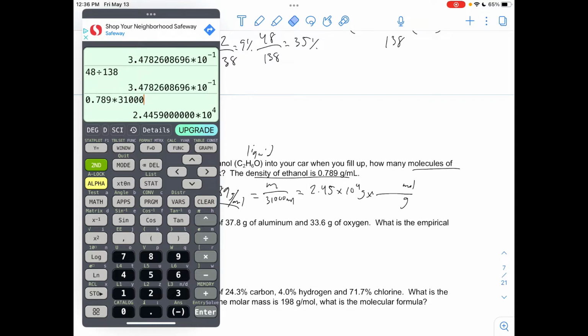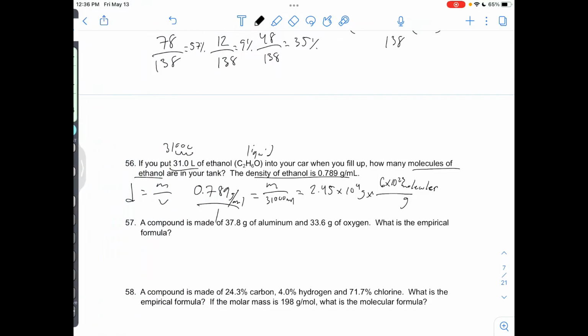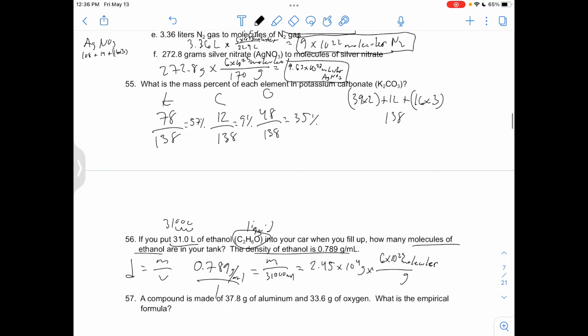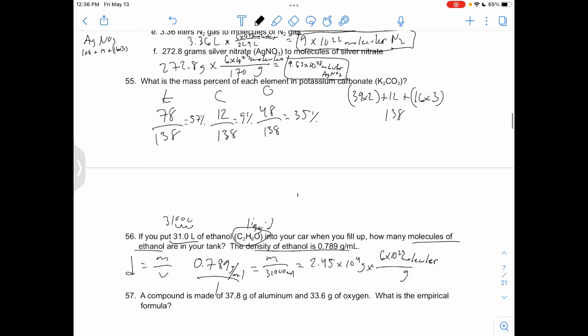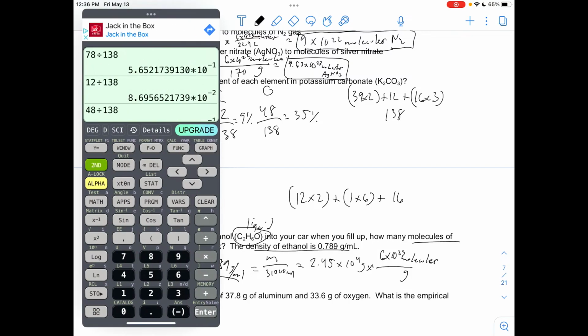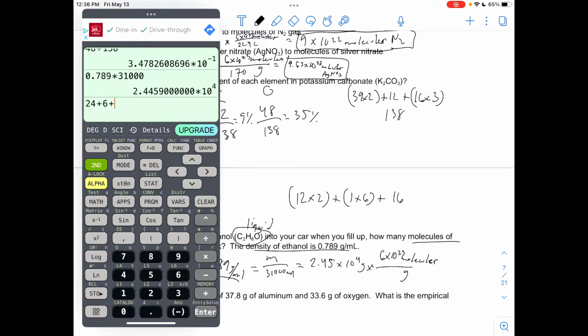Next I want moles, and then of course I'm going to skip a step and just go to molecules. I could use 2 conversion factors, but I'm going to squeeze them into one. I've got to find the molar mass of C2H6O to get my grams. Carbon is 12, hydrogen is 1, and oxygen is 16. So 24 plus 6 plus 16 is 46 grams per mole.